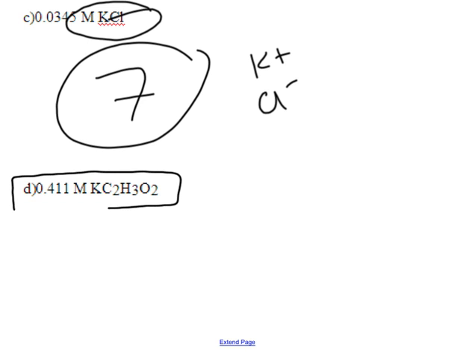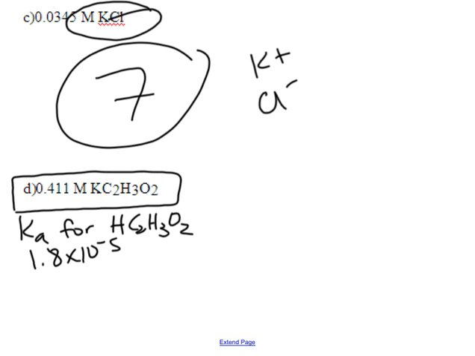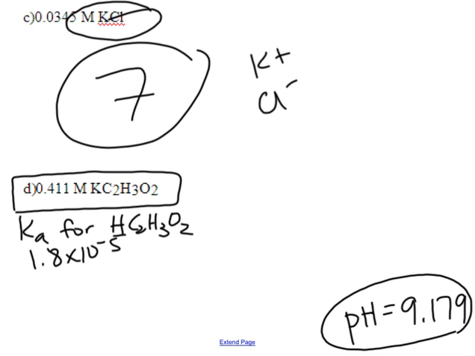What I want everyone to do is work on this problem. I'm going to give you the Ka value for acetic acid. This is going to be on your own, and that is equal to 1.8, again, times 10 to the negative fifth. All right, so start working on that. For those of you at home, I want you to work it on your own, and your final pH answer then is going to be 9.179. So if you're at home and you don't get that answer, come see me.